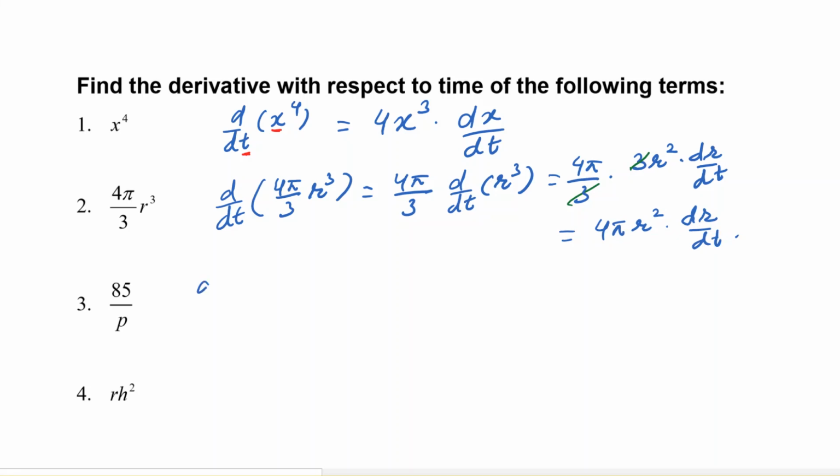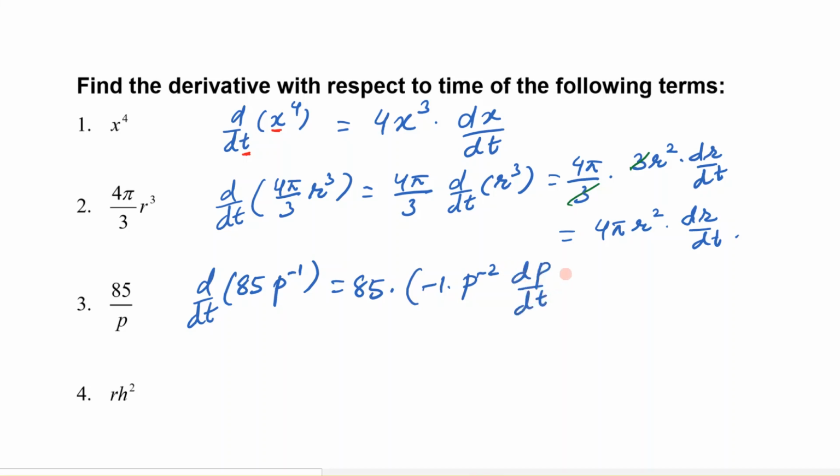In the next one, we need to find the derivative of 85 p raised to power negative 1. So 85 is just a constant. So derivative of p raised to power negative 1. So bring the power down, reduce the power by 1, and then by chain rule dp over dt. So we get negative 85 over p square dp over dt.